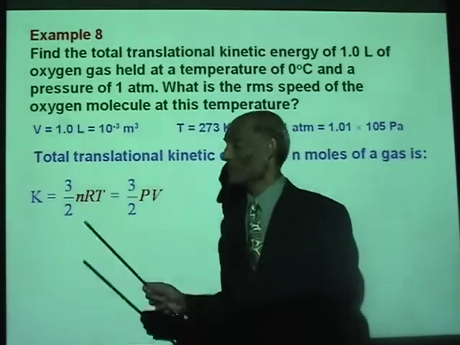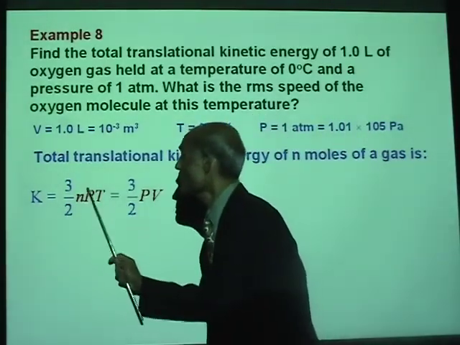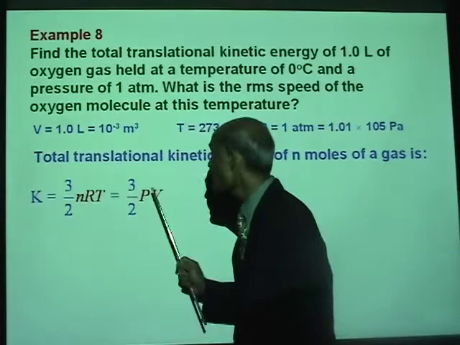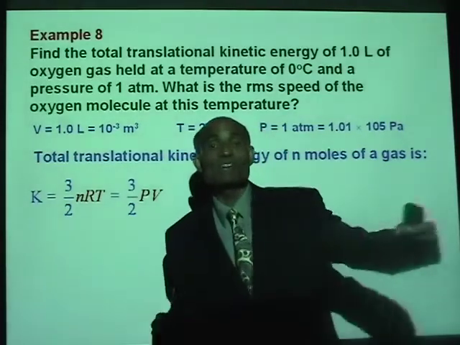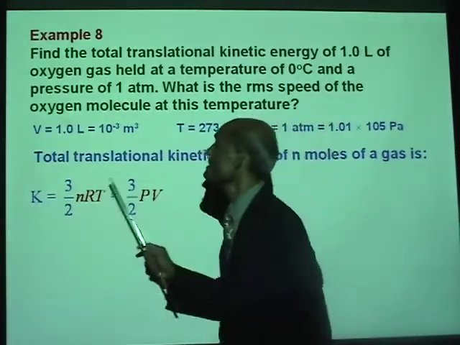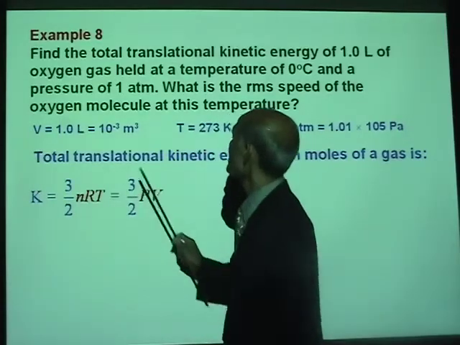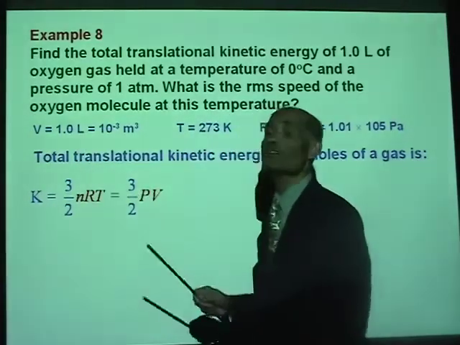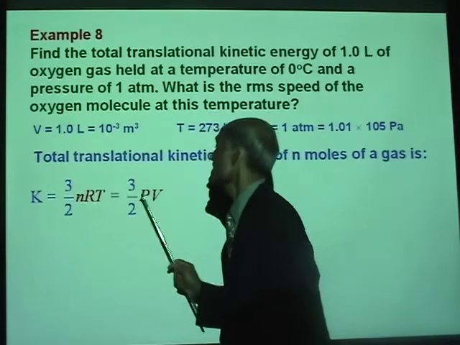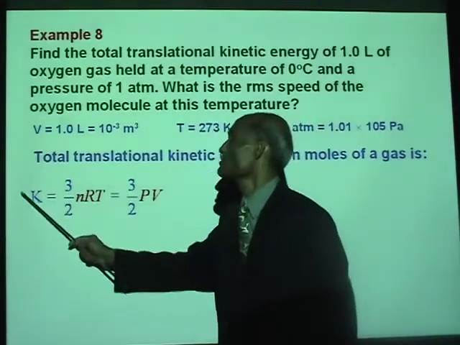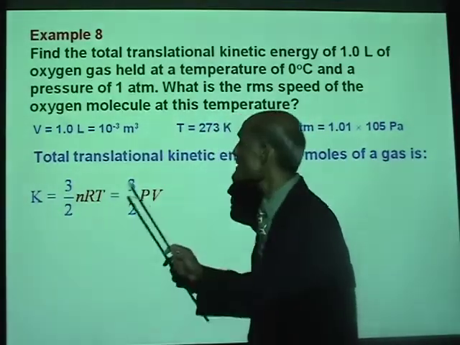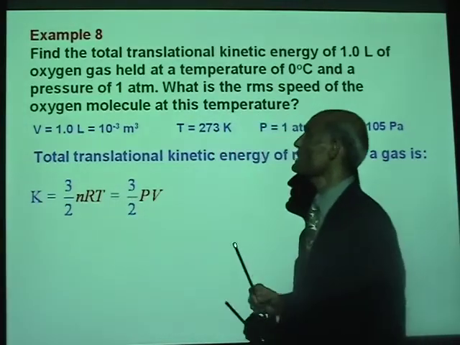Well, why did I use the red color there? You know, nRT equal to PV, PV equal to nRT. Since we don't know n, but we know P and V, let's write nRT equal to PV. So the total translational kinetic energy is 3/2 PV.